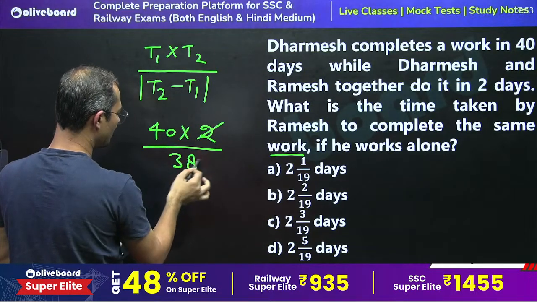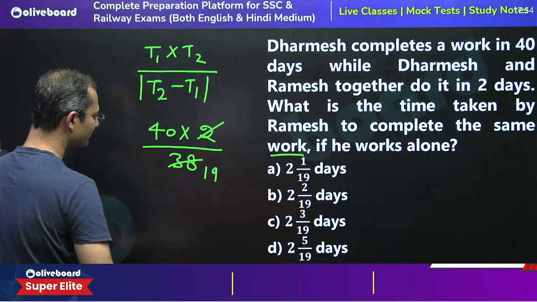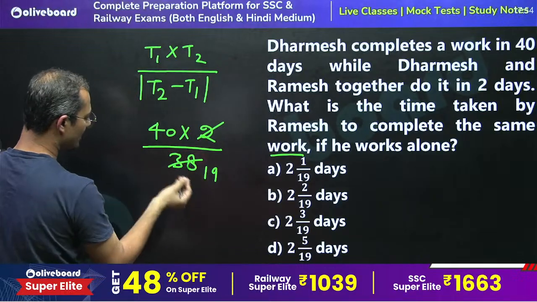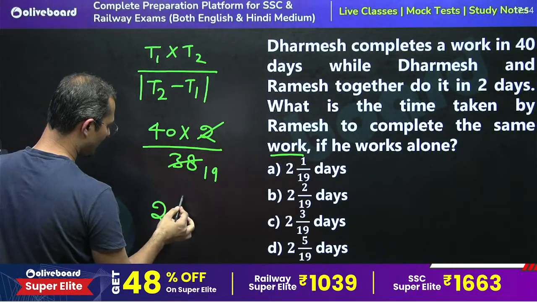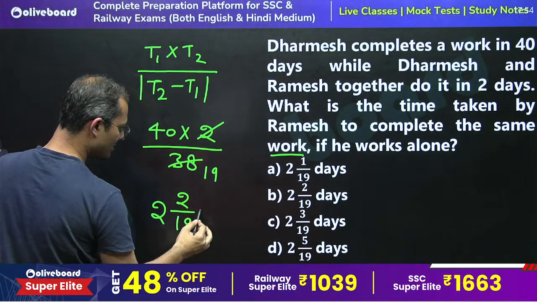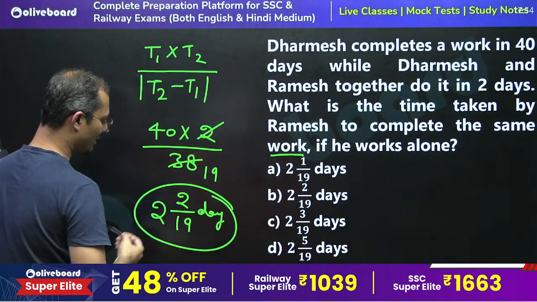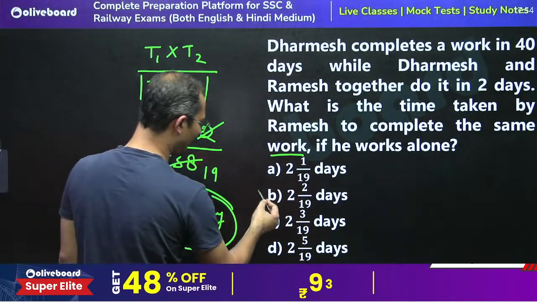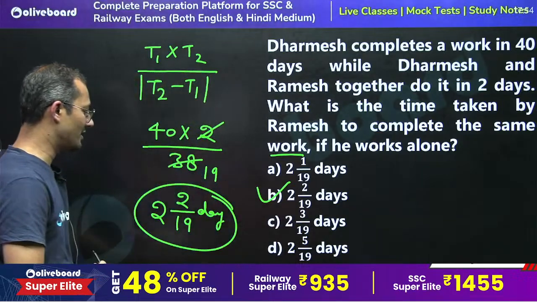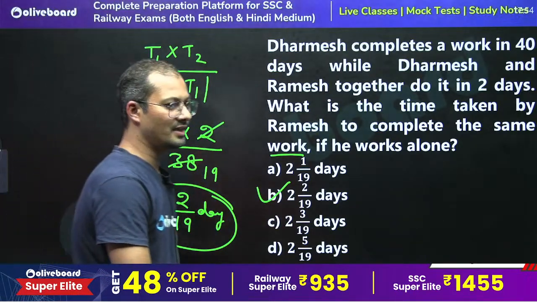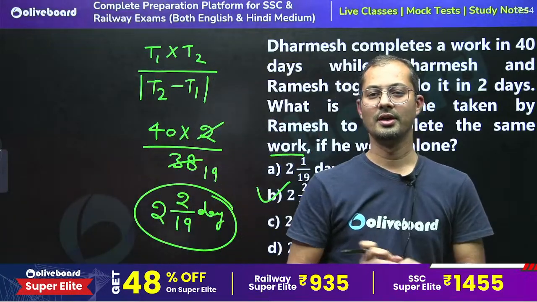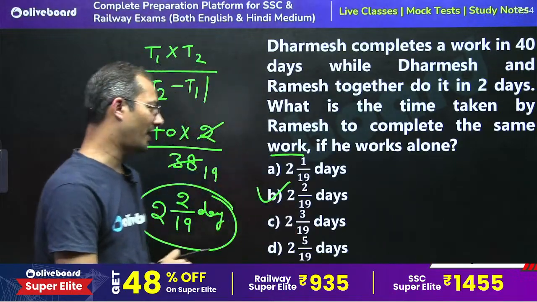By 2, this is cancelled 19 times. So 19 2s are 38. 2 by 19, right? So we can say that 2 whole 2 upon 19 is the right answer. Option B is the right answer.